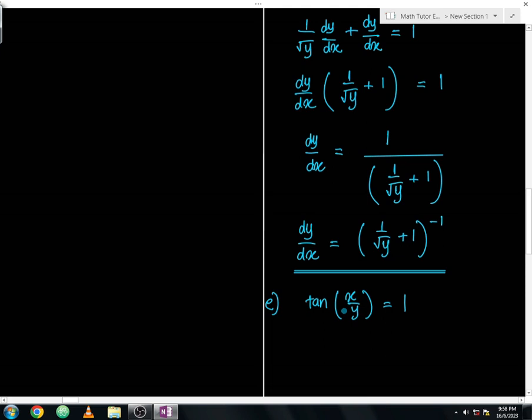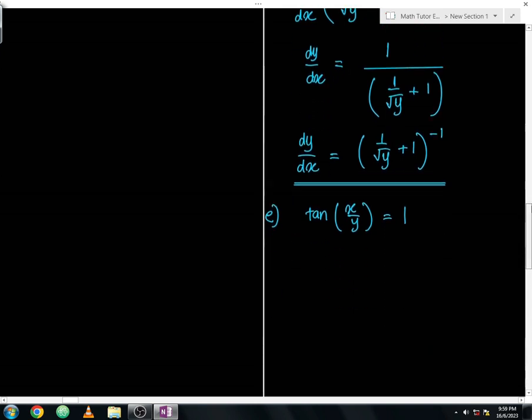From here, the steps are still the same. First, we differentiate both sides with respect to x, then we group the dy over dx on one side, and from there we find the implicit differentiation. I recommend you pay attention to this particular question because it's slightly tricky. Let me perform this one by one.